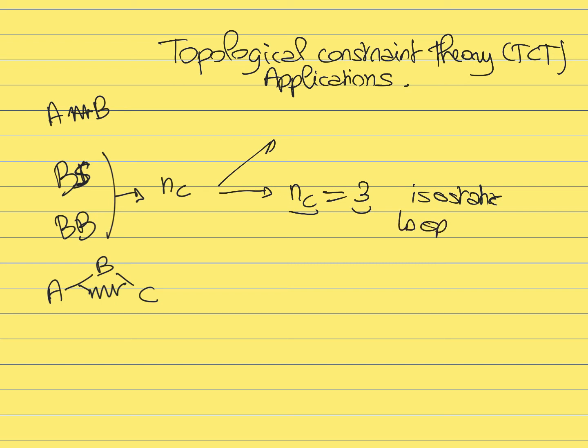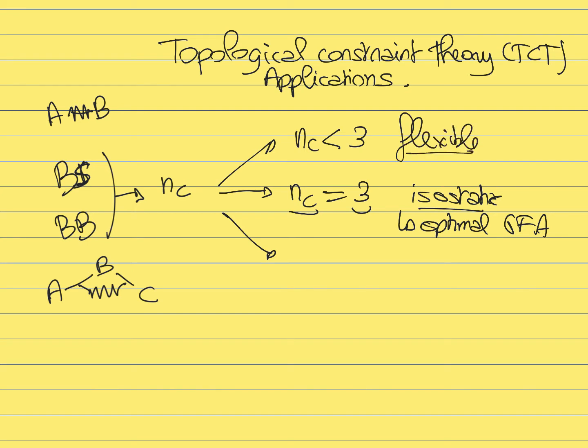This is where you will have an optimal glass forming ability. So when the system has a number of constraints per atom equal to 3, this is where it's going to be the easiest to form a glass. On the other hand, if the number of constraints is lower than 3, then you end up with a flexible system where you have fewer constraints than degrees of freedom. So you would have some internal modes of deformation. In this case, you will have a lower glass forming ability. It's going to be easier to form a crystal, less easy to form a glass.